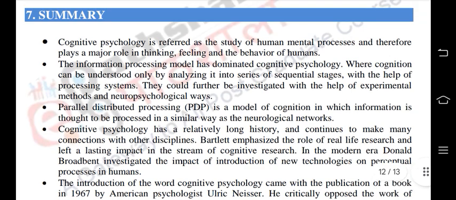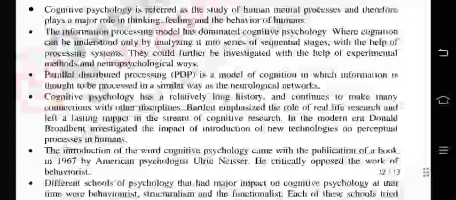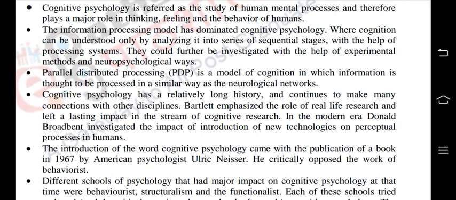So we learned this and we are having a quick summary of all the things we learned in this video. Cognitive psychology is the study of human mental processes and plays a major role in thinking, feeling, and the behavior of humans. The information processing model has dominated cognitive psychology, where cognition can be understood only by analyzing it into a series of sequential stages with the help of processing systems. They could be investigated with experimental methods and physiological ways. Parallel distributed processing, or PDP, is a model of cognition in which information is thought to be processed in a similar way as neurological networks.